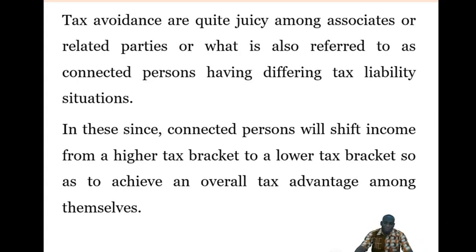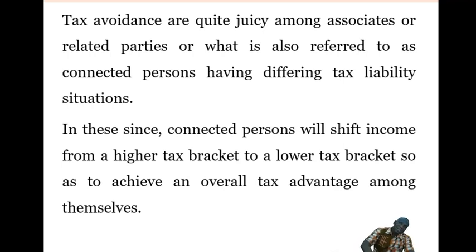Now, it's important to know how tax avoidance is achieved. Because one may ask, how do you achieve tax avoidance? So how is tax avoidance better achieved? Tax avoidance is quite juicy among associates or related parties or connected persons. Associates, related parties, or persons for whom there is a connection.